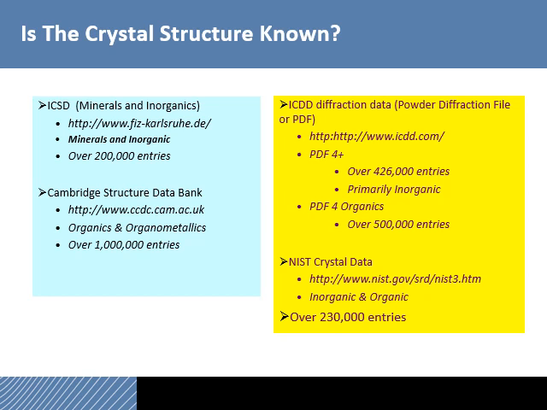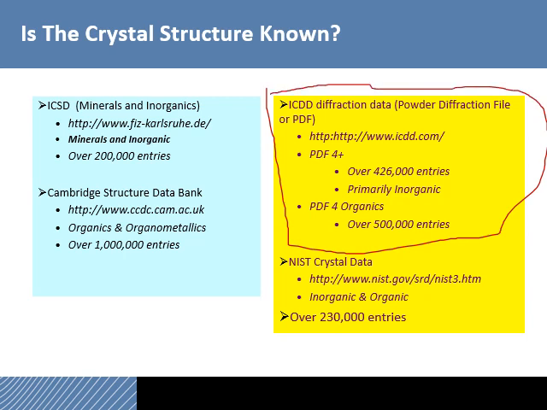And then last but not least is the ICDD diffraction data. This is the powder diffraction file, or referred to as the PDF. This is probably the most commonly used thing in the United States, and it's probably at this point the most comprehensive source of diffraction data. So I'll highlight that this is the thing that most people use. There's actually two components to it. There's what's referred to as the PDF4 Plus. It has over 400,000 entries, and those are primarily inorganic. And then the ICDD publishes a separate database referred to as the PDF Organic, which has organic compounds, pharmaceuticals, and so forth.